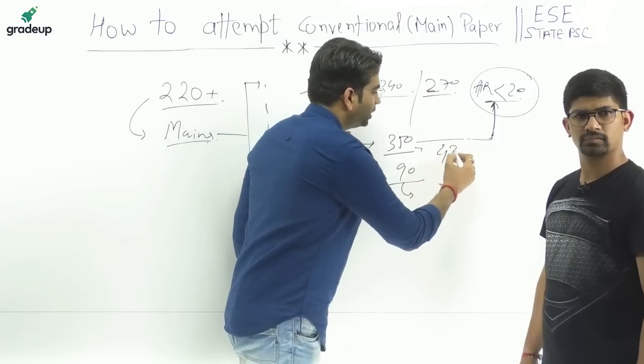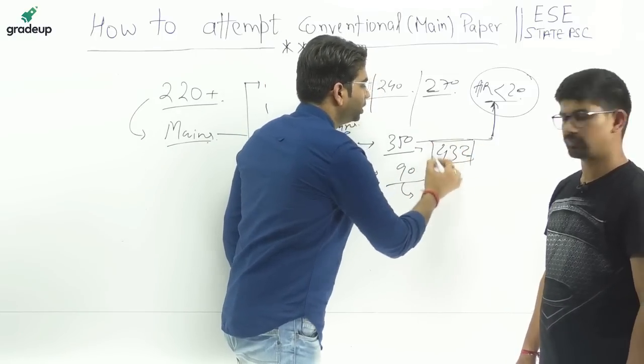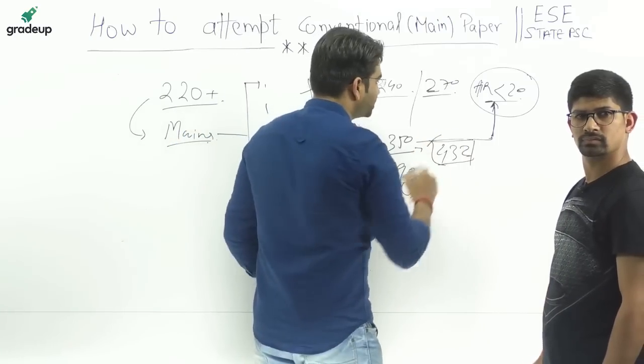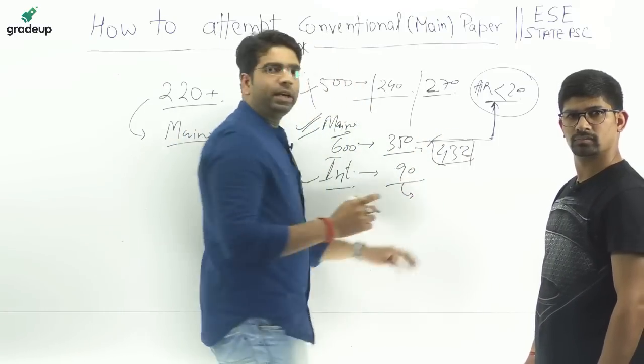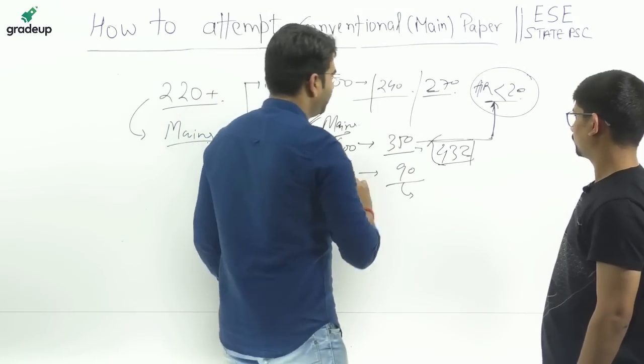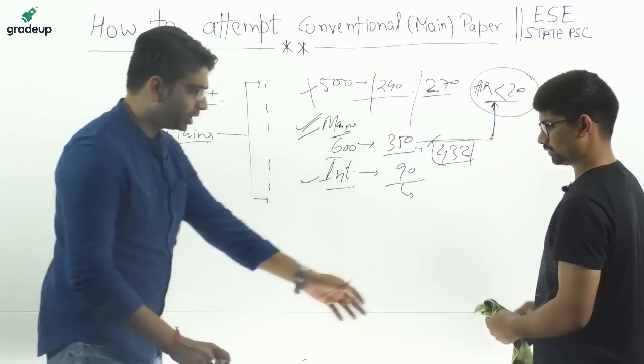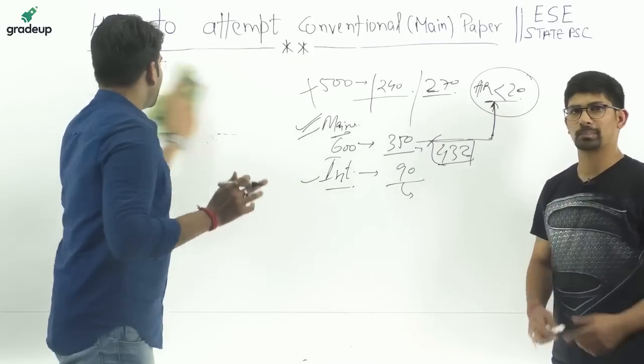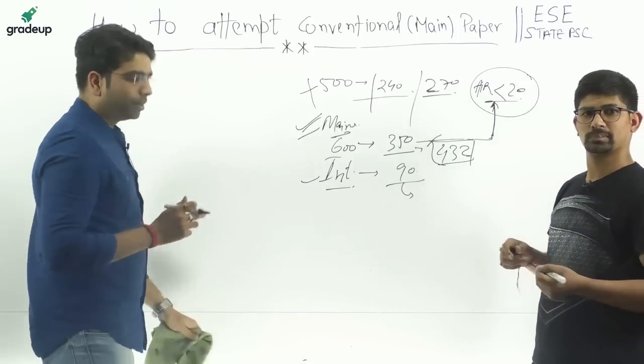See, 432 was also achieved by AIR 8 in 2017. In 2018 the paper was a bit difficult. So I would like to take a query of yours on how much good score should be in the mains.